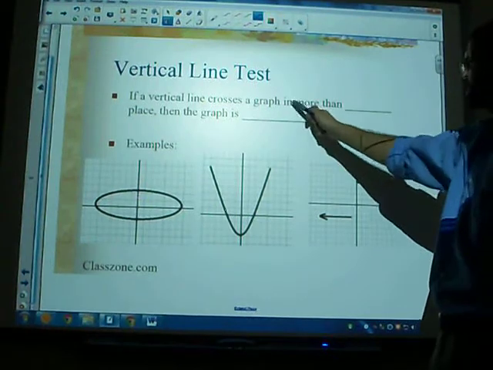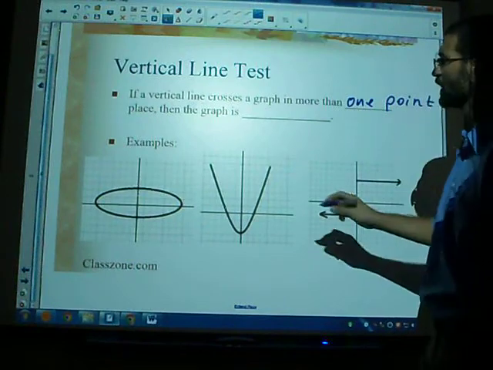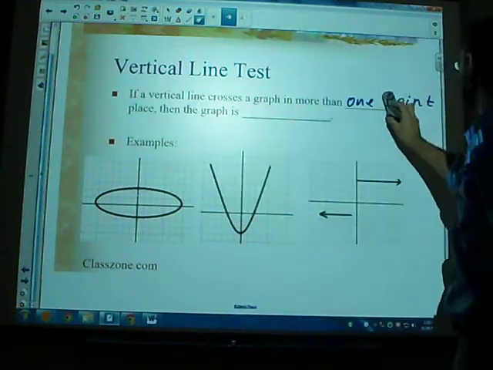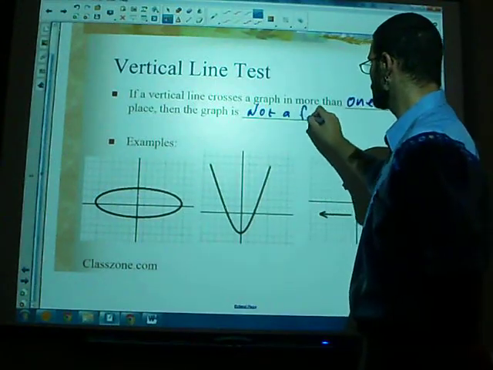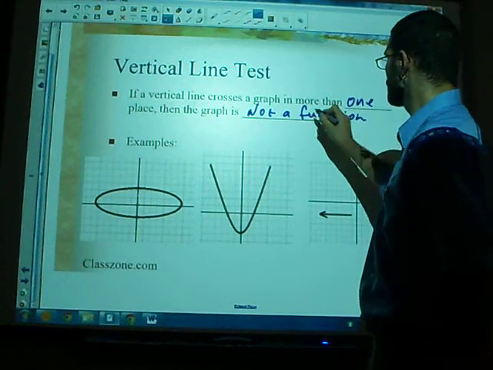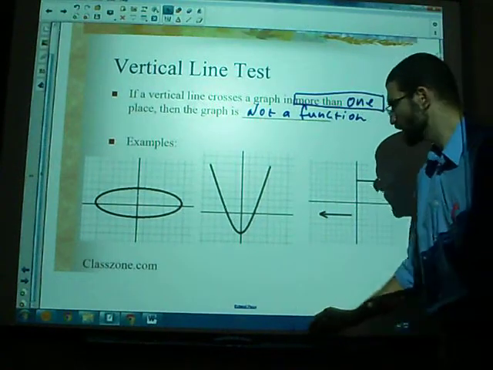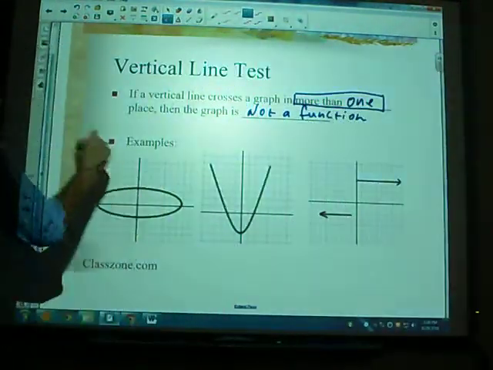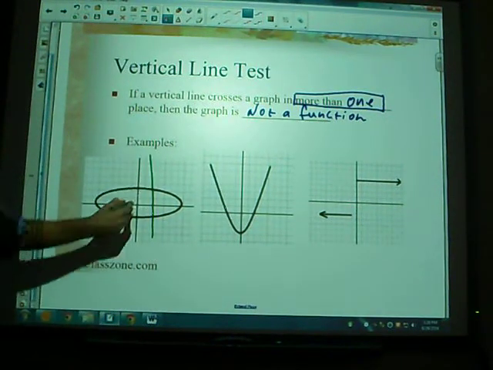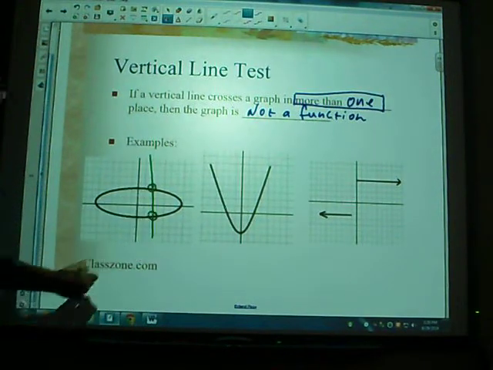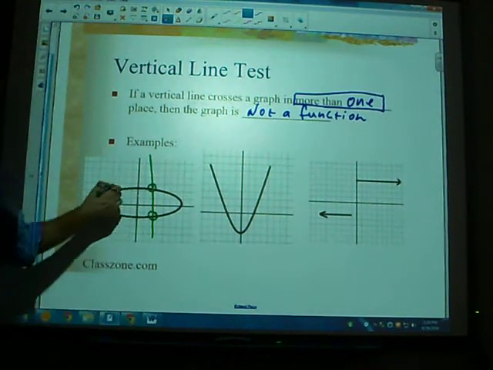If a vertical line crosses the graph in more than one point, or more than one place, it says right there, so in more than one place, then the graph is not a function. So keep in mind, more than one place. So for example, if we look at this graph right here, we draw a vertical line anywhere, and it crosses this graph twice. Therefore, if it crosses more than once, so 2 or more times, that is not a function.